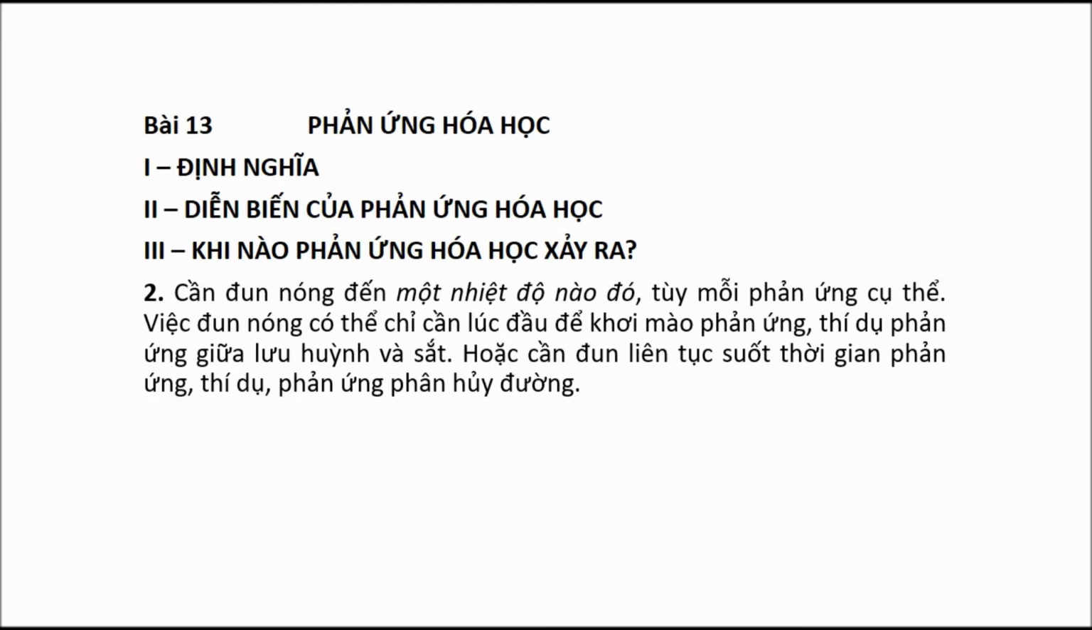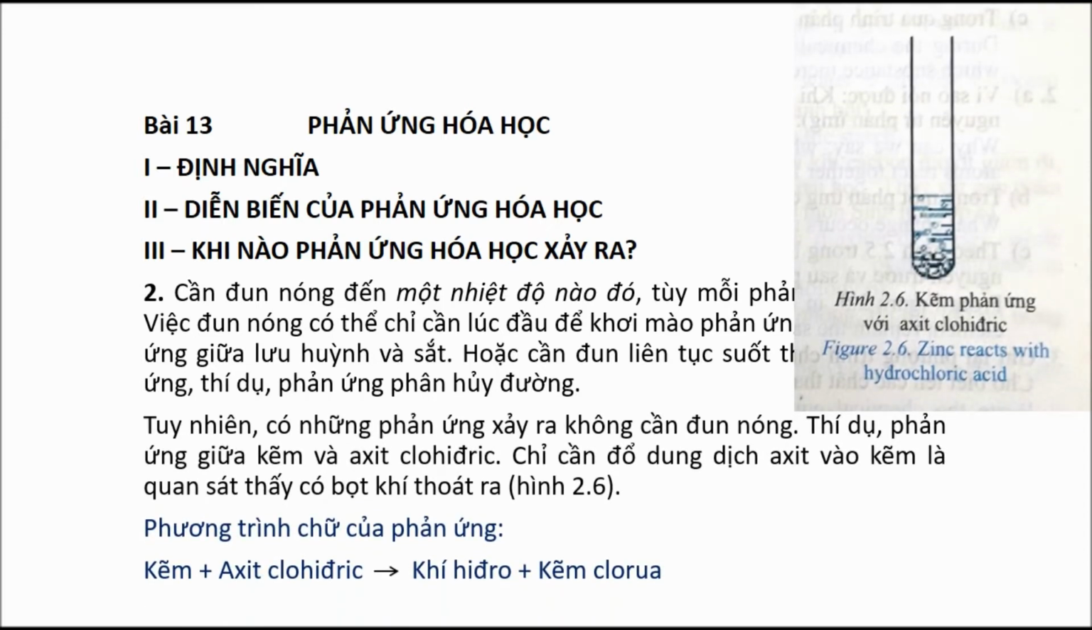2. It is necessary to heat to a certain temperature depending on the particular reaction. The heating can only be needed at the beginning of the reaction to initiate it, for example, in the reaction between sulfur and iron, or sometimes it is necessary to heat continuously during the reaction, for example, in the decomposition reaction of sugar. However, there are chemical reactions that can occur without heating. For example, in the reaction between zinc and hydrochloric acid, only by pouring hydrochloric acid on zinc, it can be observed that there is a gas releasing, Figure 2.6.